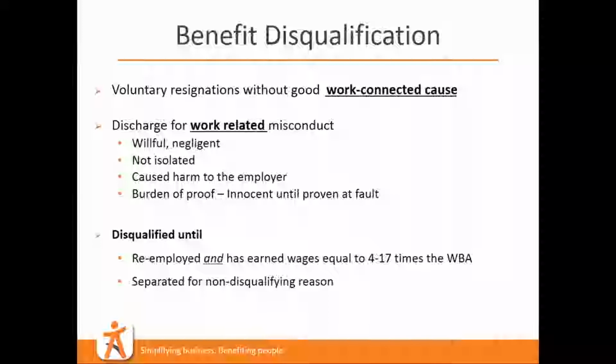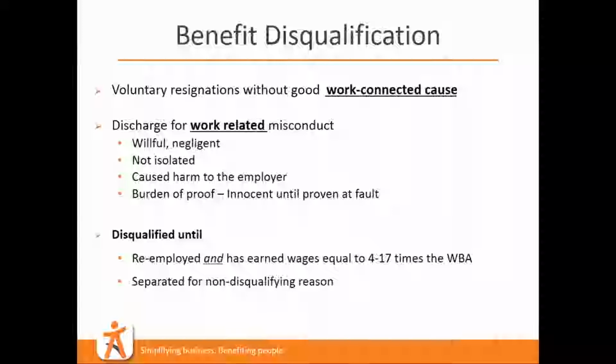Could the employer potentially lose a large client or a client in general? All of those are things that are taken into consideration. Lastly is the burden of proof. When the employer is the moving party, when the employer determines to disqualify or to discharge someone, the employer, considered the moving party, must prove their case. It's the old innocent until proven guilty.